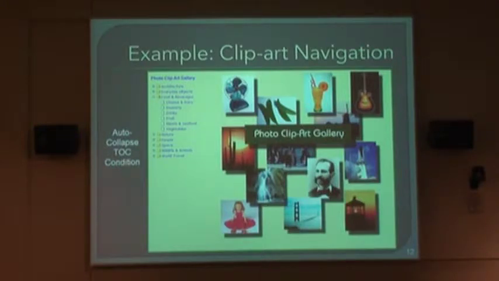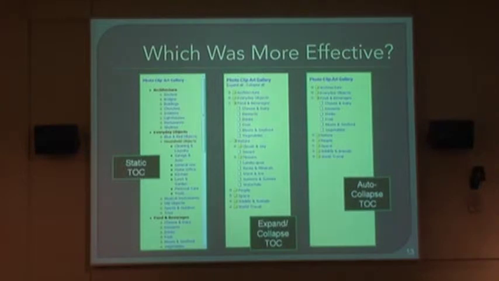sometimes I never know if it works, okay, let's try it again. Now watch it. This is what's called the auto-collapse table of contents condition. I think you've probably seen this one too. What's different about this one is that if I click on people here, then the one that's currently open, food and beverages, will automatically close. So you never have more than one thing open at once. That's why I call it the auto-collapse condition. Just for recap purposes, there are the three different conditions.